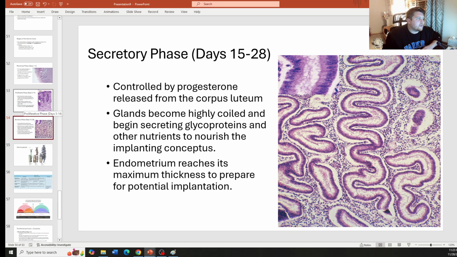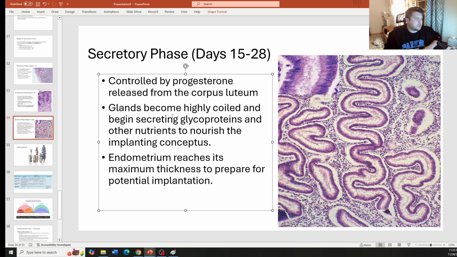The secretory phase, again, is controlled by progesterone released from the corpus luteum, where glands become highly coiled and begin secreting glycoproteins and nutrients to hopefully nourish the implanting conceptus. So again, this is just a continuation. We get more growth, more secretions, more stuff builds all through there. This is when the endometrium reaches its maximum thickness in order to prepare for potential implantation.